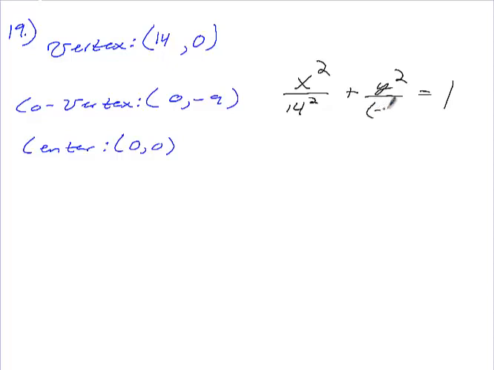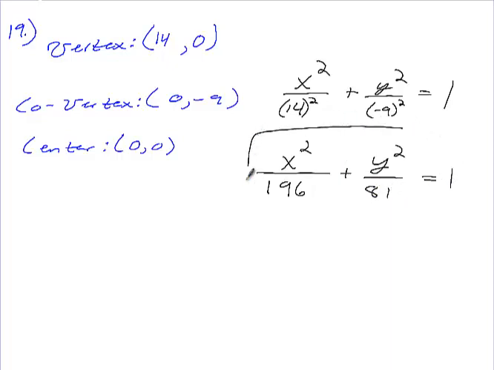And what's my B? Negative 9 squared, right? So X squared equals, what's 14 squared? 196, 81. And that'll all be equal to 1. So this is your formula. So that's all you're doing. So again, the only tricky part is where does A go? Does it go under X or under Y? And that's it. Everybody all right? Yes, no, maybe? All right.